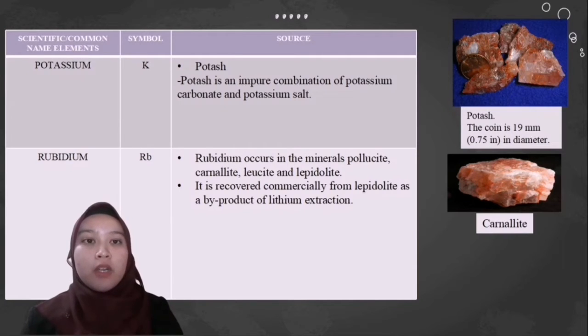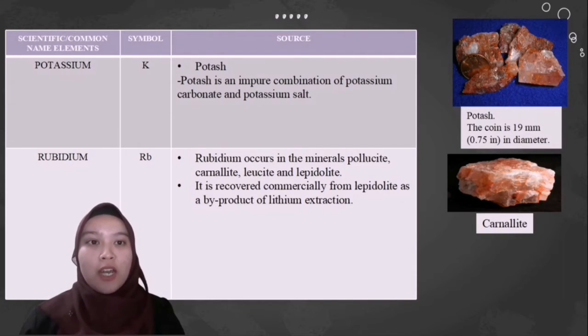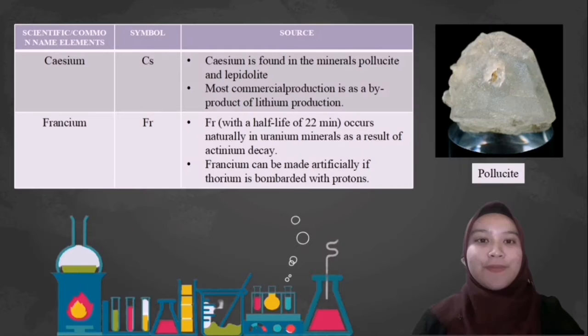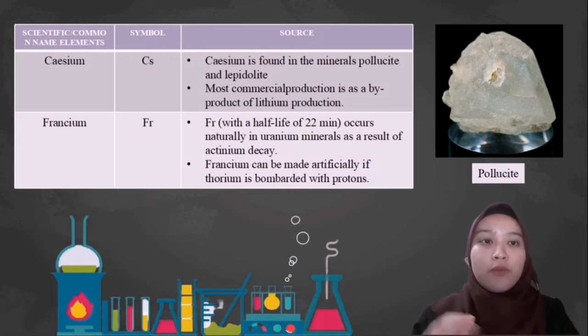Okay, next is rubidium. Rubidium occurs in the minerals pollucite, carnallite, leucite, and lepidolite. It is recovered commercially from lepidolite as a byproduct of lithium extraction. And then we can see the image of carnallite. Okay, the second last element in group 1 is calcium. Calcium is found in the minerals pollucite and lepidolite. Most commercial production is as a byproduct of lithium production.